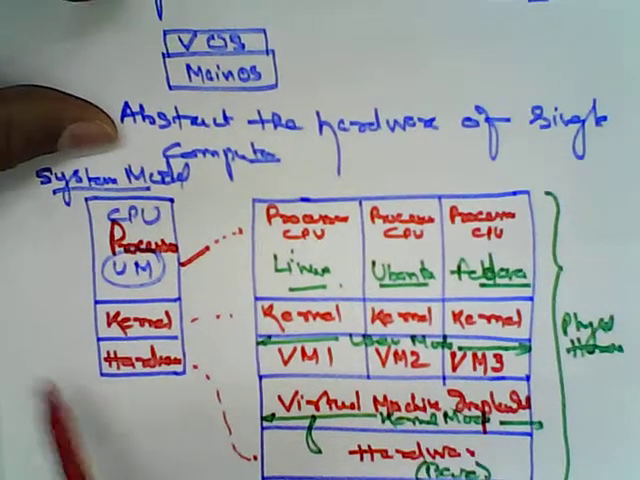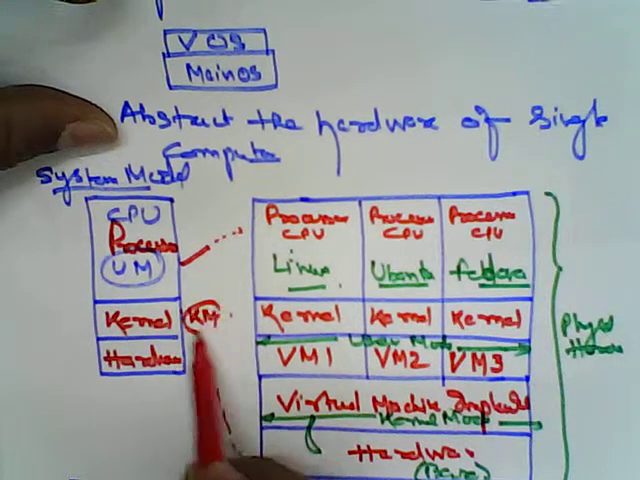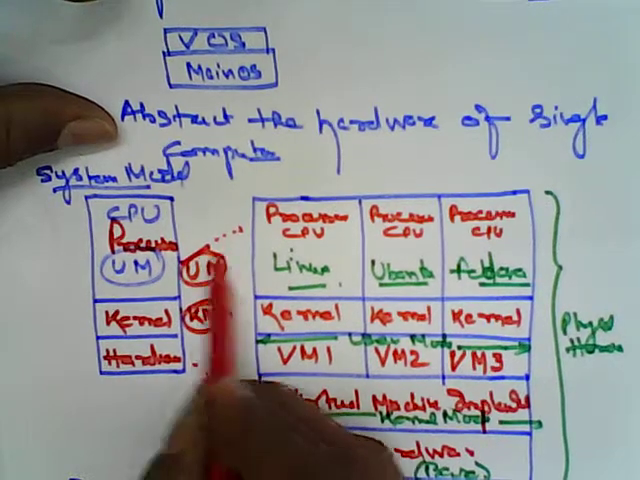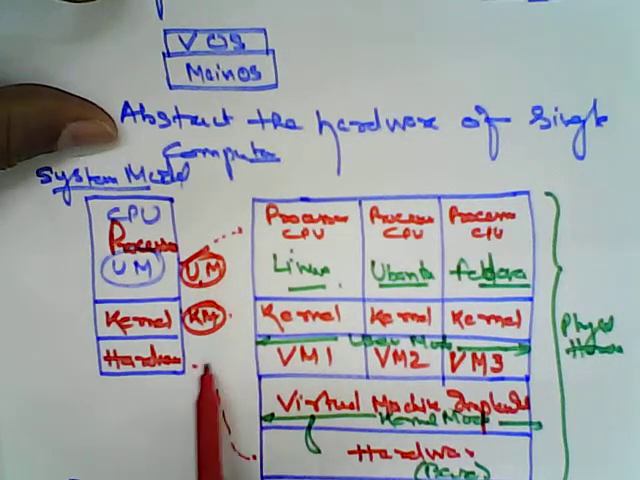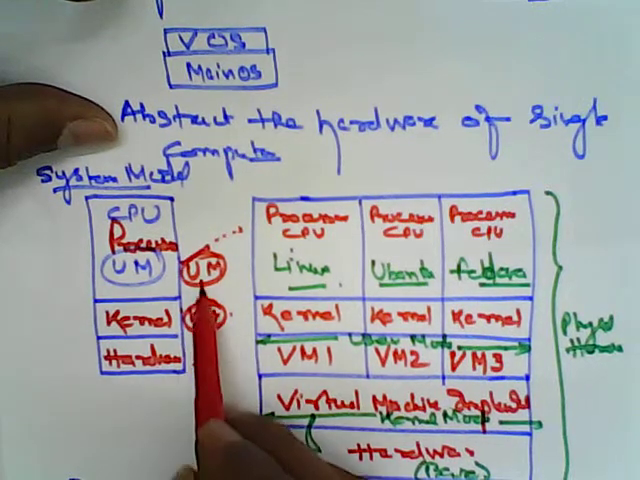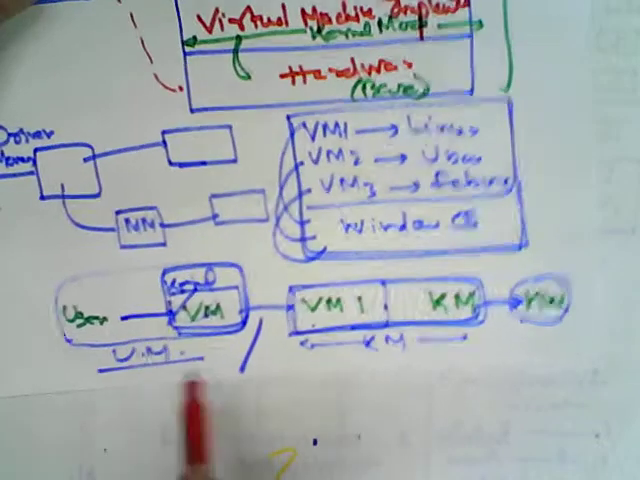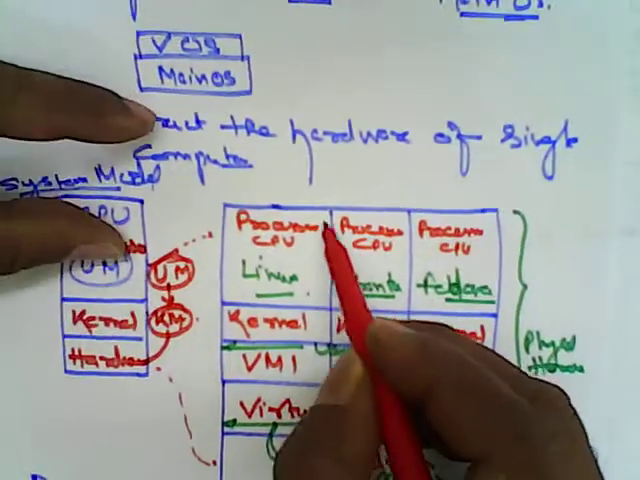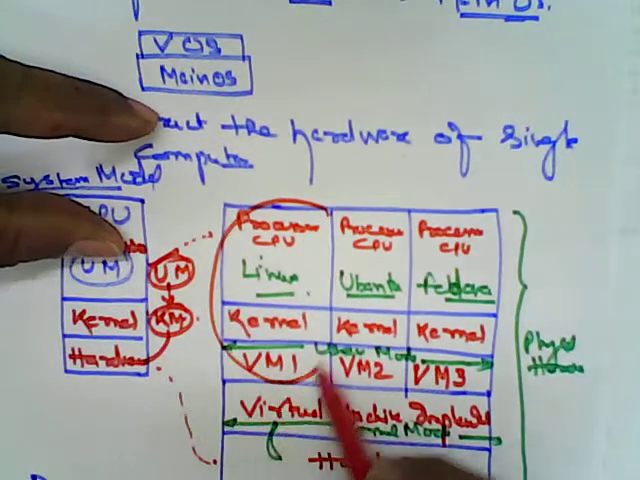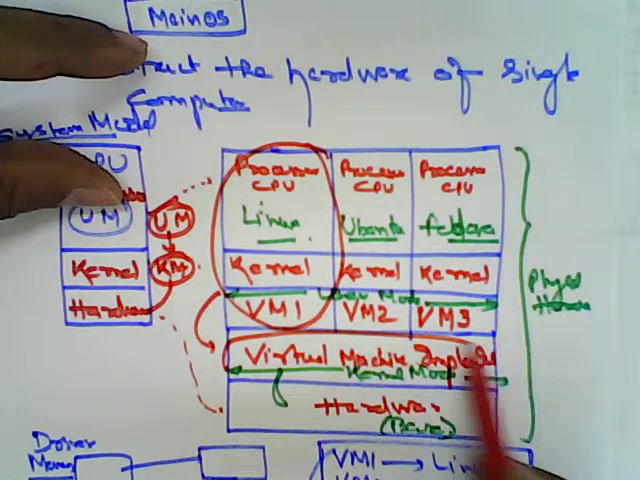This user mode does not do any direct interaction with the hardware. It interacts with the kernel mode, and the kernel mode interacts with the hardware. Same thing is what you are seeing here. The user mode is interacting with the kernel mode, and that is what we have seen. This particular section is the user mode, interacting with the kernel mode, and the kernel mode is interacting with the hardware. So this is what it exactly means in the case of a virtual machine.